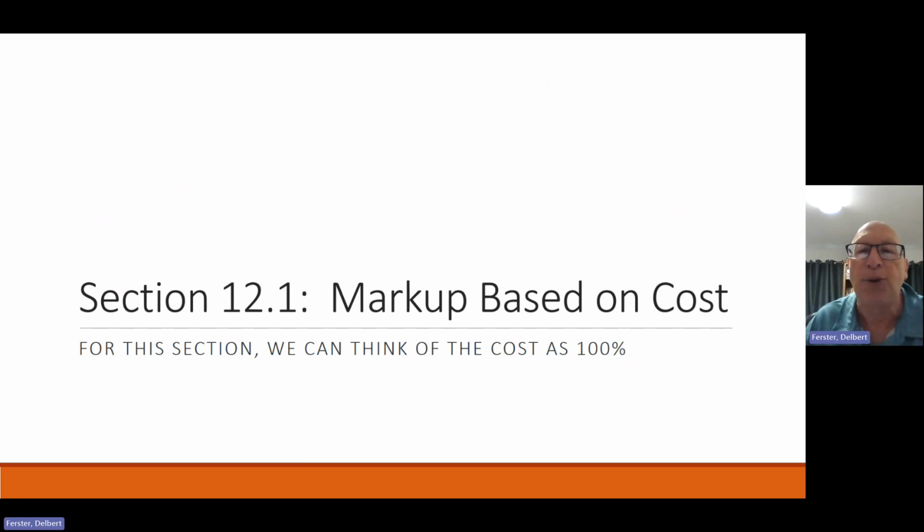Section 12.1, markups based on cost. You're going to handle some formulas as we work through Chapter 12. It's important to realize what you're basing your markup on. In this first section, it's all about cost. So the cost factor would be the 100% amount, and we would modify from there downward or upward, depending on whether it's a markdown or a markup.